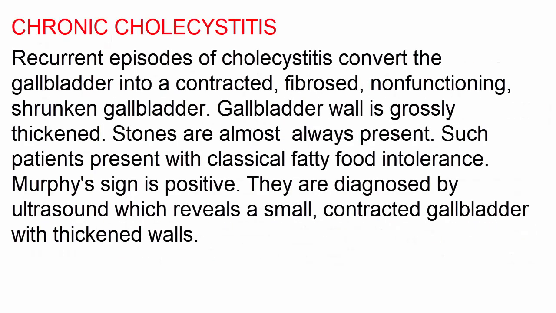Chronic cholecystitis. Recurrent episodes of cholecystitis convert the gallbladder into a contracted, fibrous, non-functioning shrunken gallbladder. Gallbladder wall is grossly thickened. Stones are almost always present. Such patients present with classical fatty food intolerance. Murphy's sign is positive. They are diagnosed by ultrasound, which reveals a small contracted gallbladder with thickened walls.